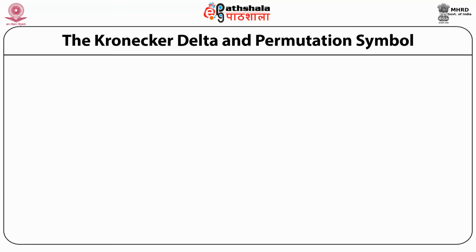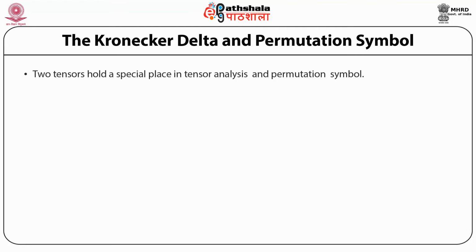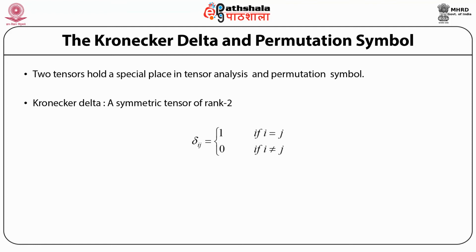Now let us study about the Kronecker delta and permutation symbols. Two tensors hold a special place in tensor analysis: the Kronecker delta and the permutation symbol. Kronecker delta, a symmetric tensor of rank 2, delta ij equals 1 if i equals j, and 0 if i is not equal to j.